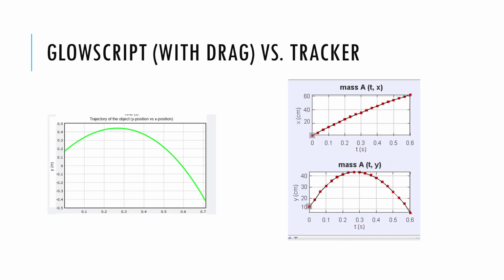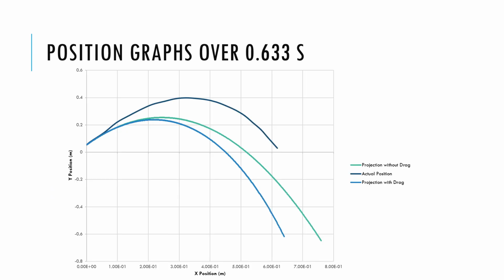And these are our graphs in GlowScript and Tracker, and this is the Tracker with drag. It shows the position graphs over the amount of time it took to hit the ground. We could see where the actual position ends. On the y-axis is where the ground was, and then we can see the other two with and without drag.